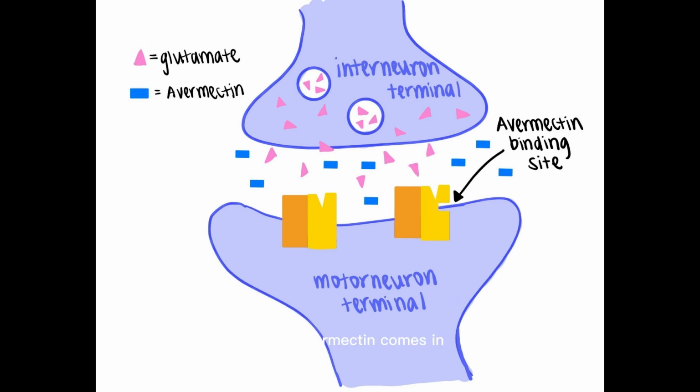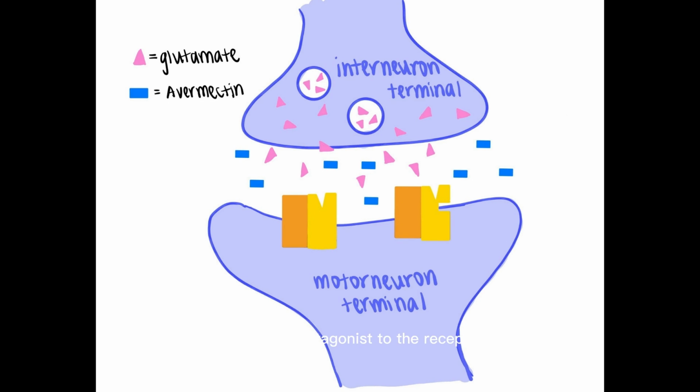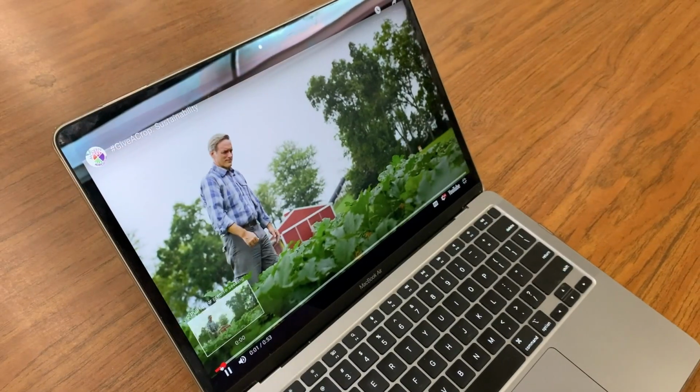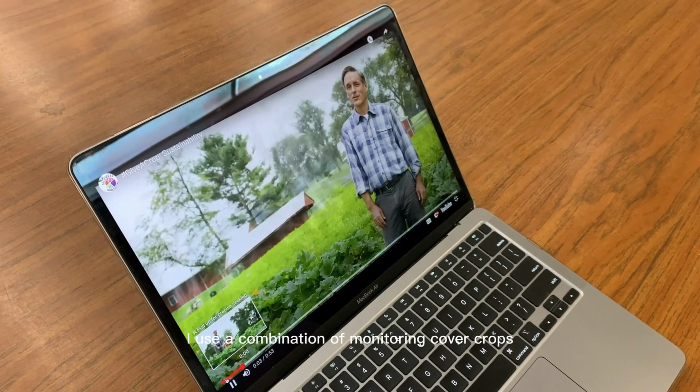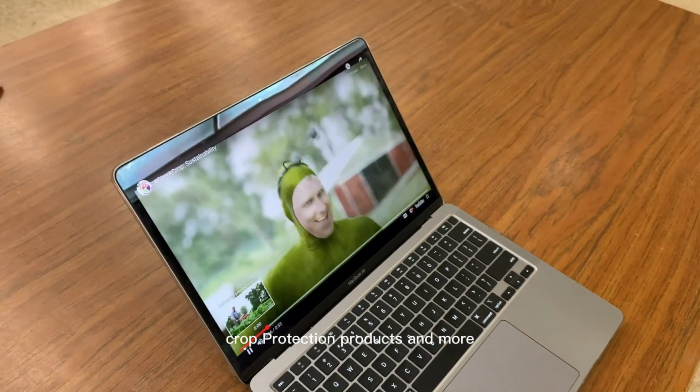When avermectin comes in to act as an agonist to the receptors, avermectin binds to the receptors and allows chloride to move into the cell. The difference is that avermectin remains bound to the receptor longer than glutamate and will increase the duration of the hyperpolarization. This causes paralysis and death to the organism. Humans, however, don't have to worry too much about this mechanism because the structure is highly polarized, meaning it can't cross the blood-brain barrier.